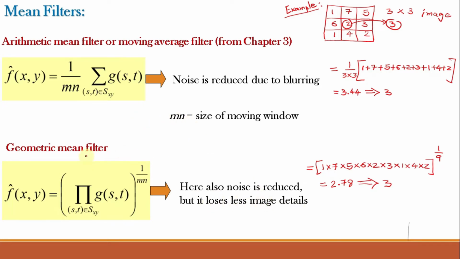The geometric mean filter is given by this equation, where this pi represents multiplication, right? So this pi represents multiplication, whereas here this represents the summation. So taking the same image, rather than adding these values, you have to multiply all the values raised to 1 upon mn, that is 1 upon 9, which will give you 2.78, and rounding off 2.78 you will get 3.